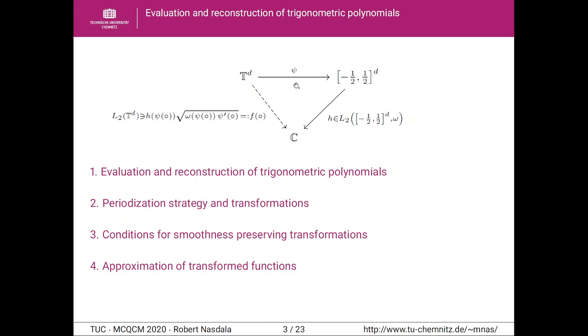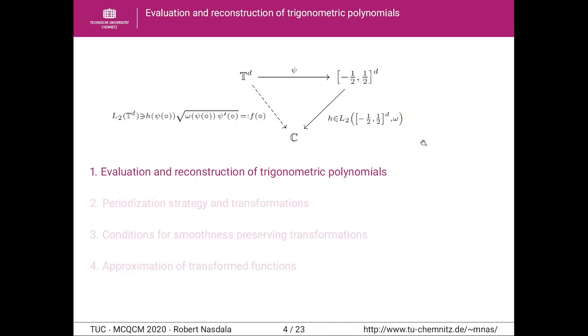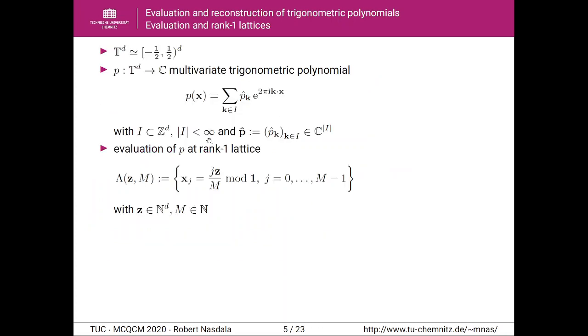Then we will discuss what kind of transformations we considered and also what kind of properties have to be fulfilled in order to transfer smoothness properties of these general functions over to the periodic functions. And ultimately I will show you how we eventually transfer these results from the torus over to the cube. So at first, let's go to the known theory on the torus.